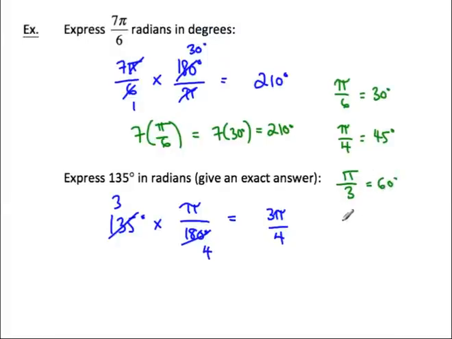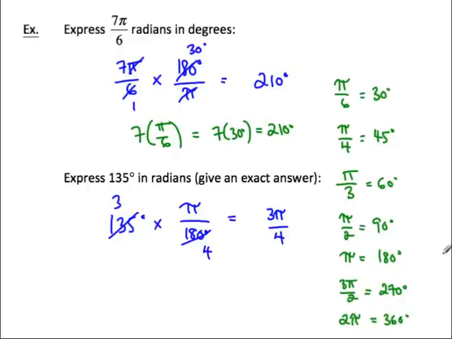Others which are helpful to know and which we've seen already is that pi over 2 radians is equal to 90 degrees, pi radians is equal to 180 degrees, 3 pi over 2 radians is 270 degrees, and 2 pi radians going all the way around the circle is equal to 360 degrees. So that's an introduction to radian measure.